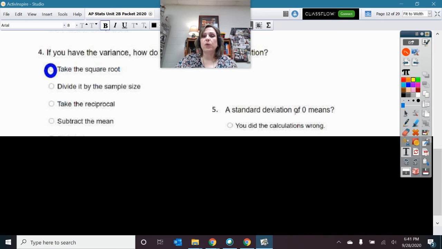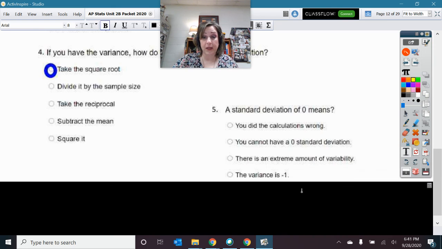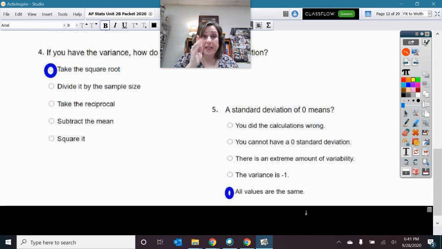All right. Ooh, a standard deviation of 0. So if the standard deviation is actually 0, that means the average distance from the mean is 0. Well, if you happen to have a deviation score of 0, that means you are the mean. So every single piece of data is the same value. That's how the average distance from the mean could be 0.